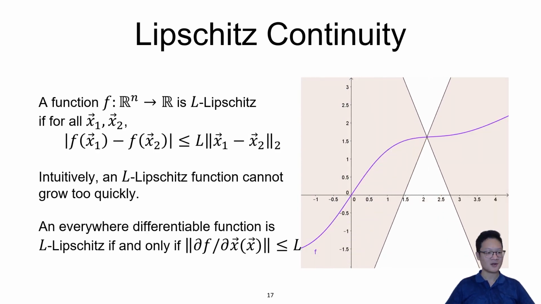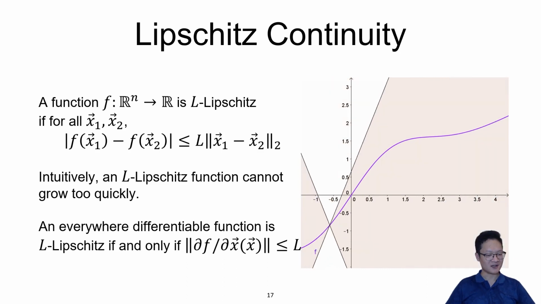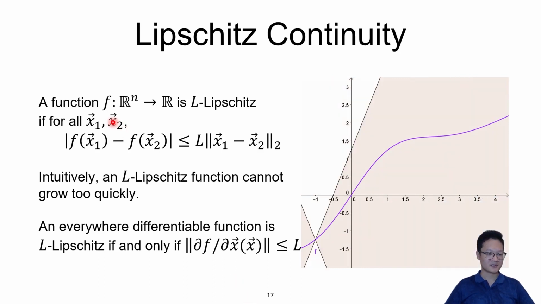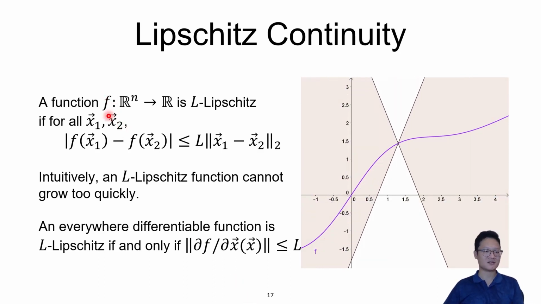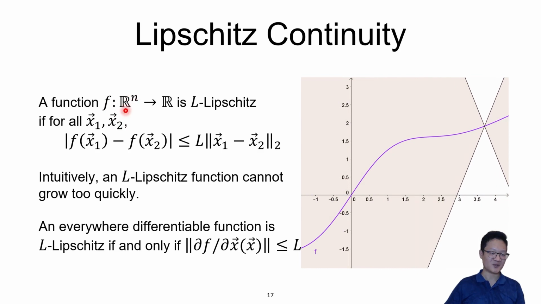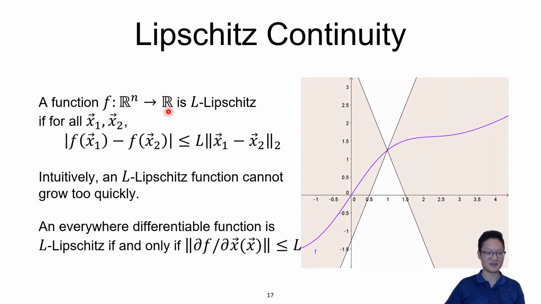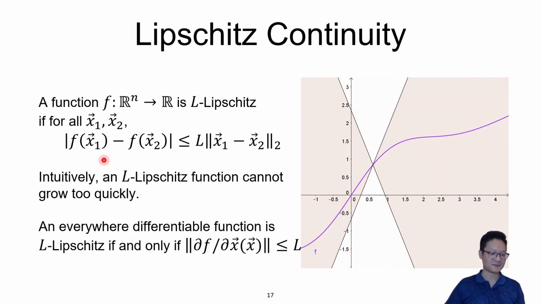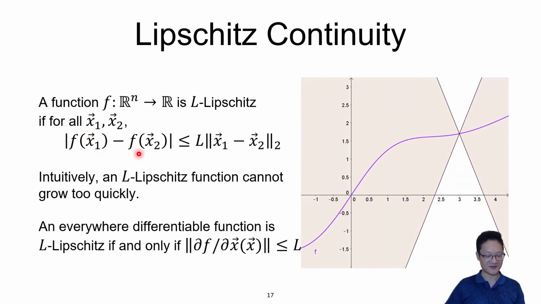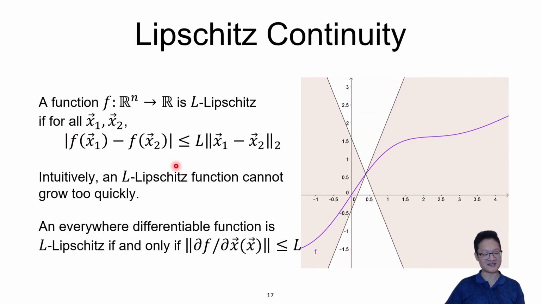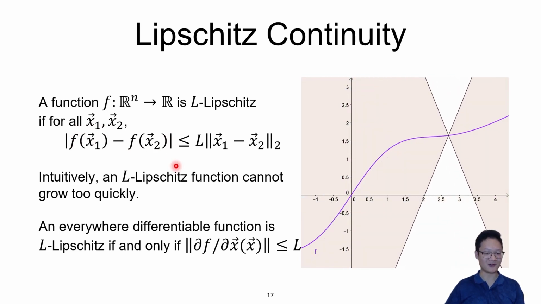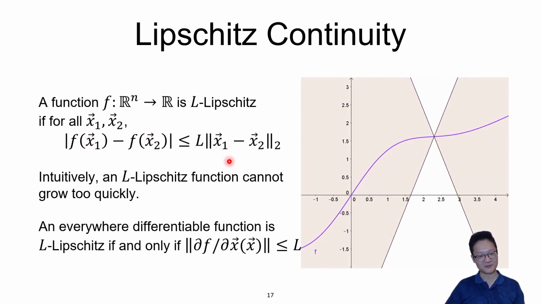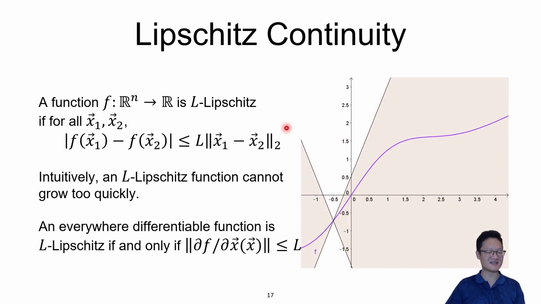Okay, so next concept, it's called the Lipschitz continuity. So this is just a definition. A function f of multiple variables as input, one variable as output, is L Lipschitz if for all input vectors, f of x1 minus f of x2, the absolute value, is always less than or equal to some number L times the 2 norm of the difference between these two vectors x1 and x2. So this is the distance between the vectors.